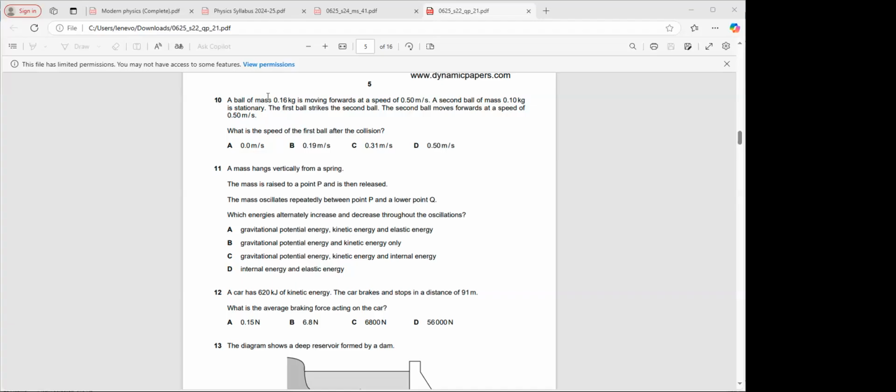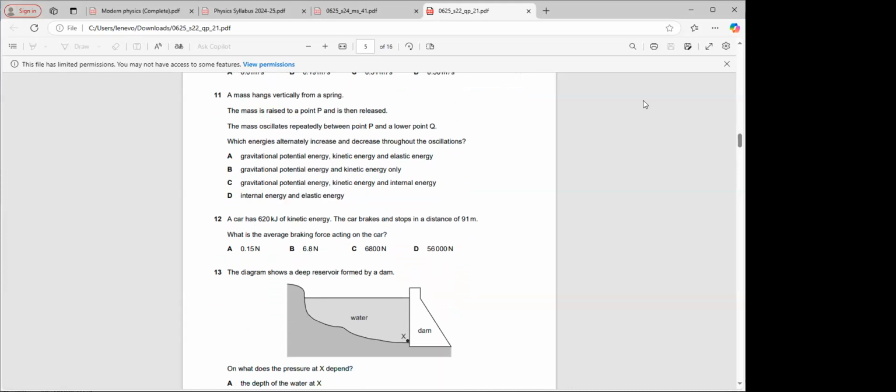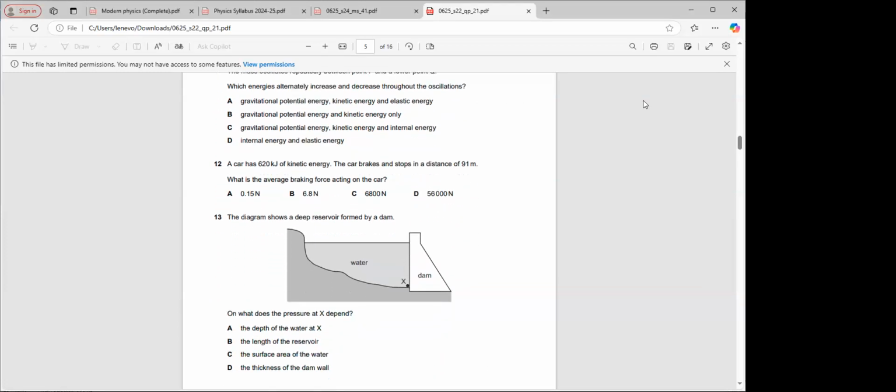Correct. Because gravitational potential energy also acts, kinetic energy also acts, and there is elastic energy also. Elastic energy because of the recoil that is bringing it back. Correct. Okay, this is also a very easy question. So you have this much kinetic energy, and the car brakes and stops in a distance of 91 meters. Tell the force. It is very easy. It will just take a little time for the calculation part, but just try.